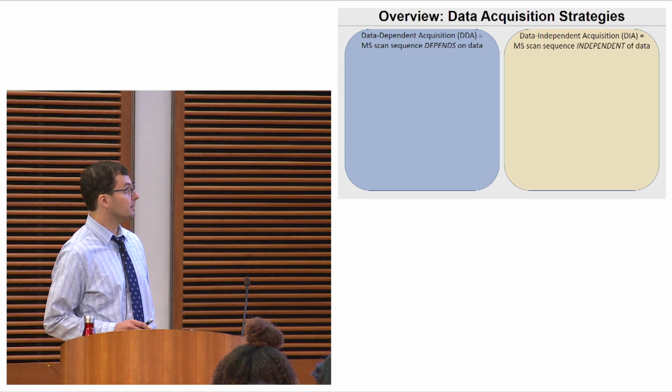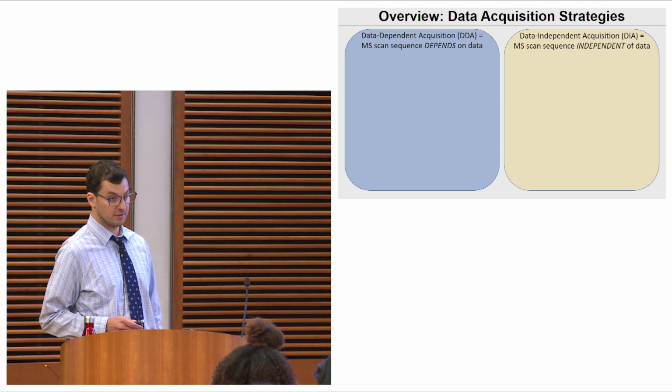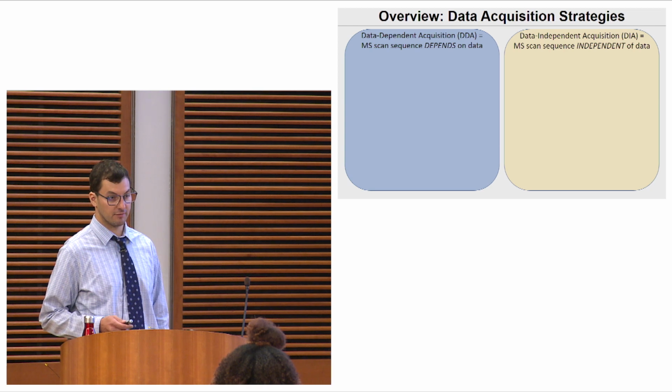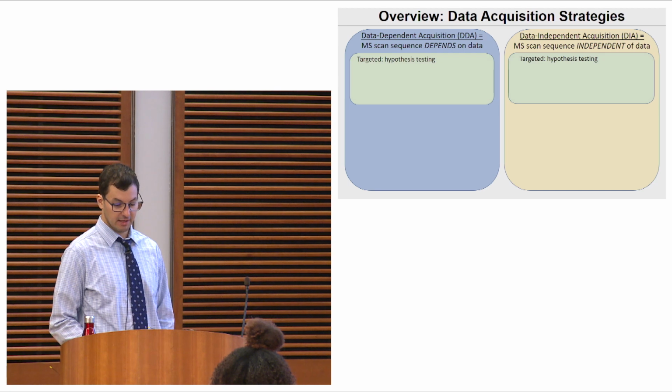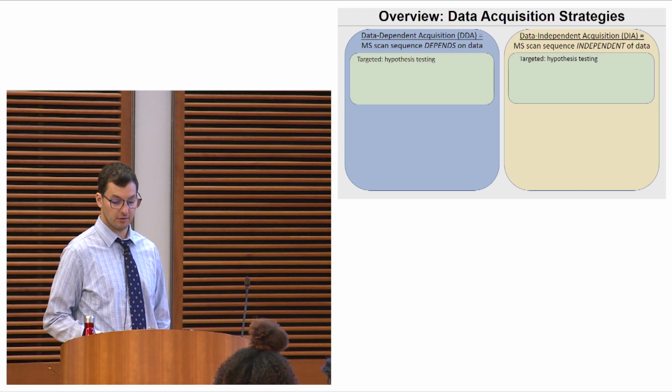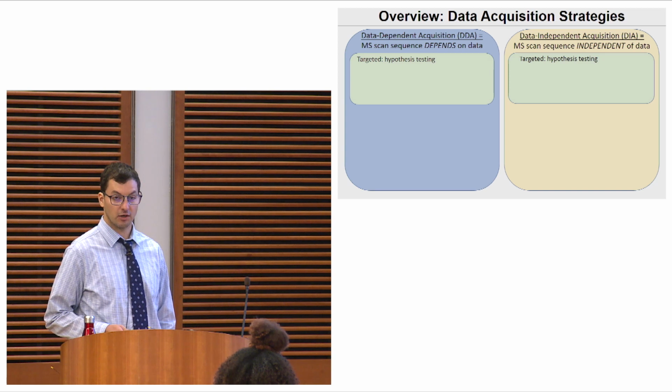In DIA, or data-independent acquisition, the scan sequence is independent of the data. That means we'll collect the same scans for every analysis, regardless of what the mass spec sees. And both DDA and DIA can be conceptually broken down further into targeted methods, which are for hypothesis testing, and untargeted methods, which are for hypothesis generation.